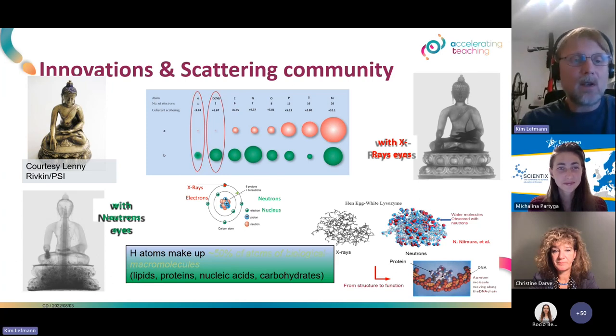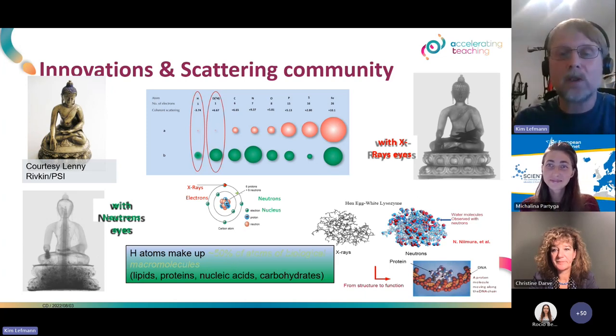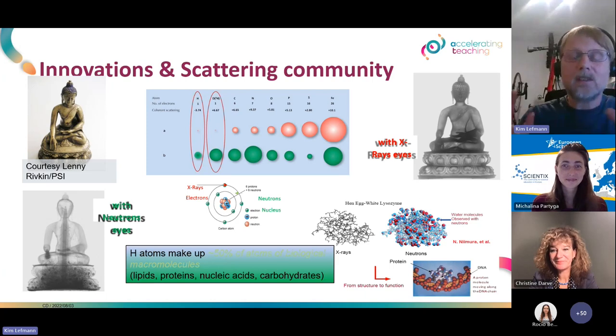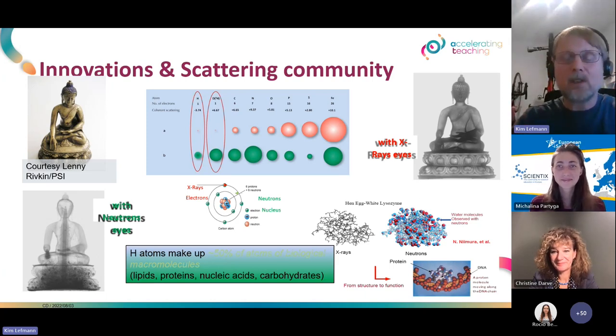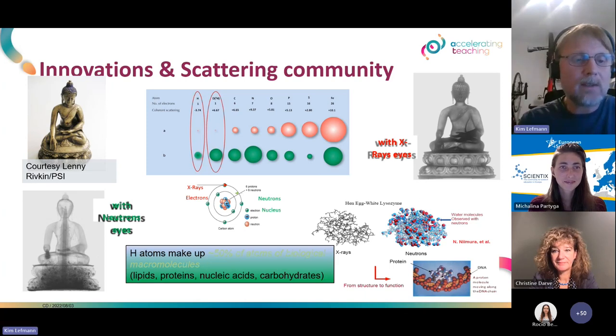Here we see a museum piece. This is a Buddhist statue. You can shine through it with X-rays to see what it's like inside. Of course, you are not allowed to open it, because it's a holy piece, but also because it's unique, a museum artifact. Of course, you're not cutting that up, but you can look into it, and with X-rays it looks like this. With neutrons, it looks like this.